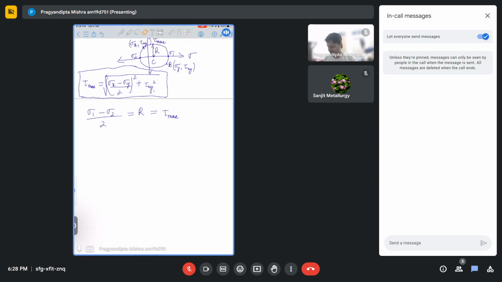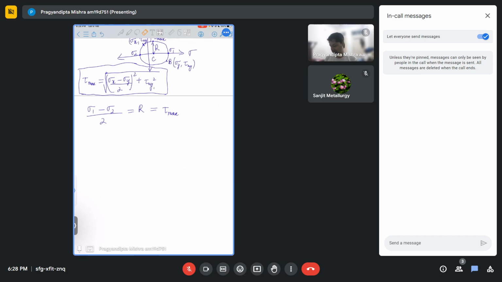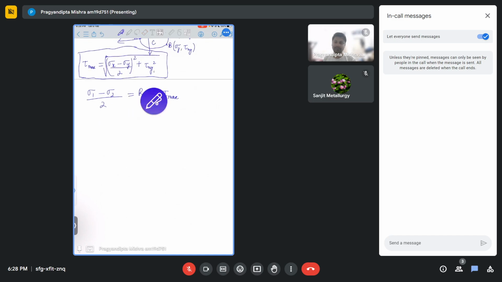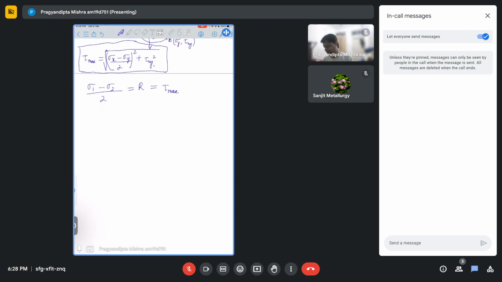Okay, so I think this much is sufficient for Mohr's circle. We'll now move on to strains, the concept of strain, and then we will look at how stress and strains are related and other things like modulus of elasticity and all. So, strain.